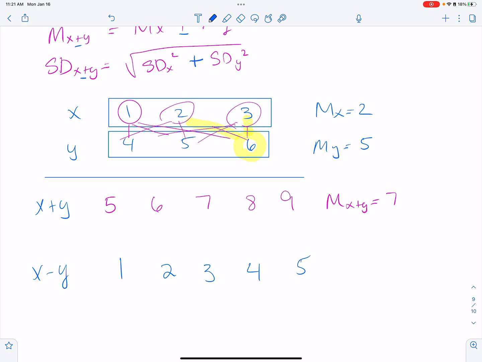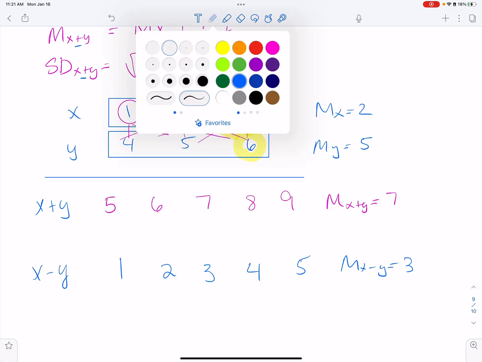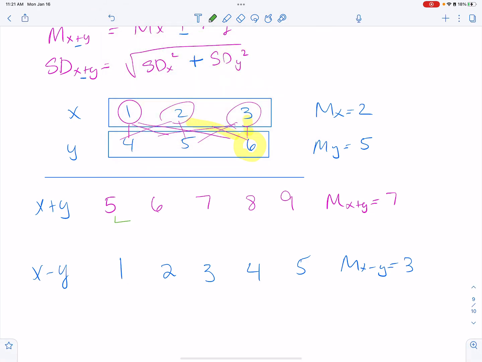But I do want you to notice now, for the mean of x minus y, you can see obviously it's smack dab in the middle at 3, which is 5 minus 2. So that works out nicely. Now, standard deviation. Let's look at standard deviation. Okay, I want you to see and notice how far apart 5 and 9 are.